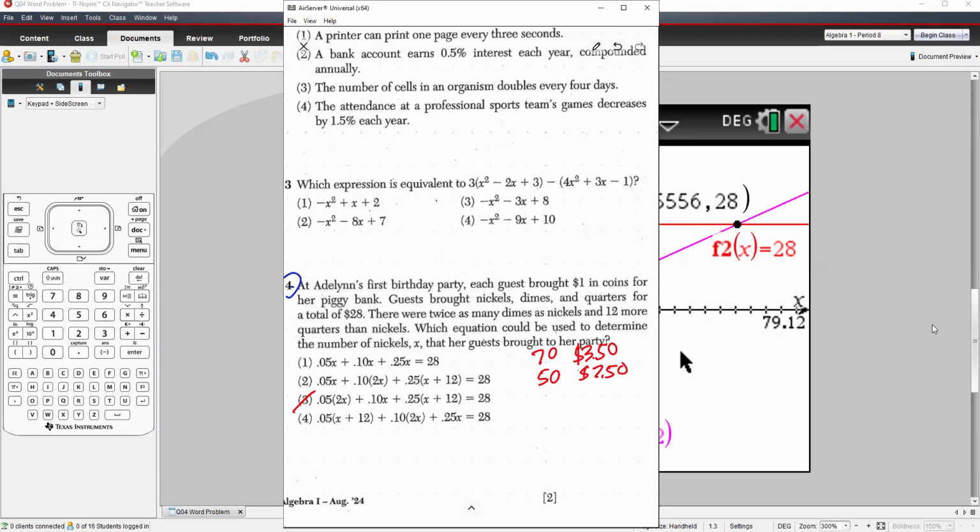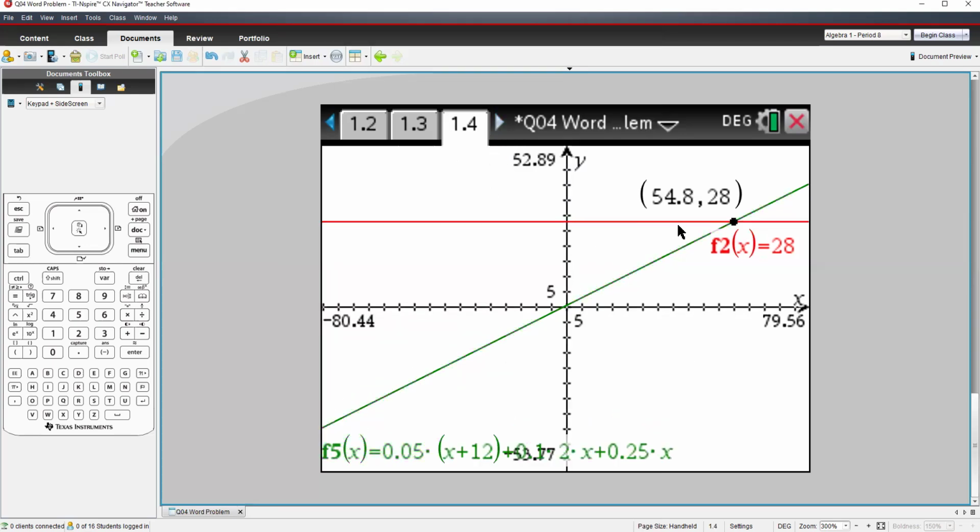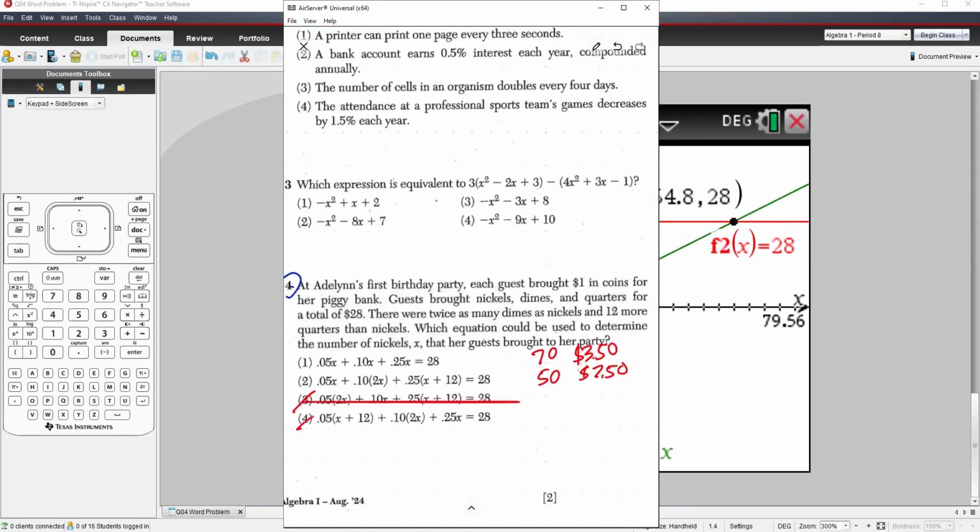Now, if I go to the next equation, I got the same thing. It said that there were 54.8 nickels. There's no way that you can have 0.8 of a nickel, so we know those two are gone. So now, without knowing how to solve a word problem and only knowing how to graph and find intersections, I've been able to raise my chances of getting this question right from 25% with just a guess to 50%. Just graphing has allowed me to have a better chance of getting this question right.